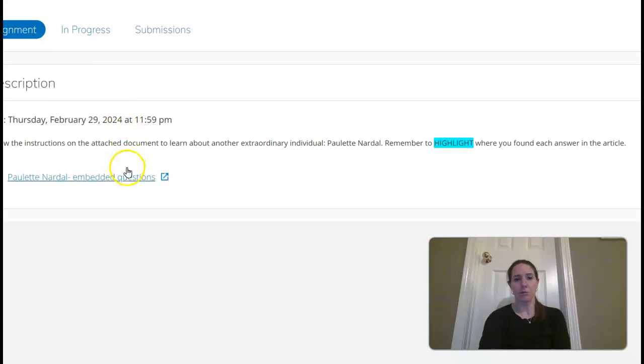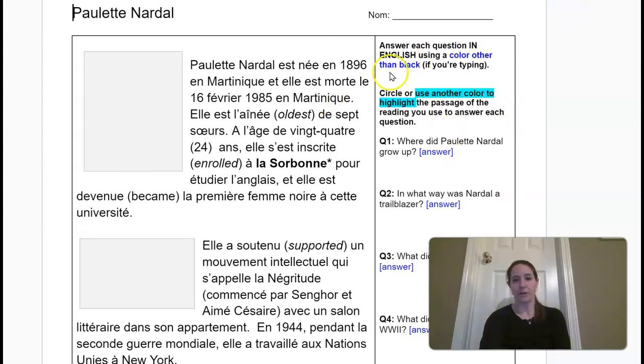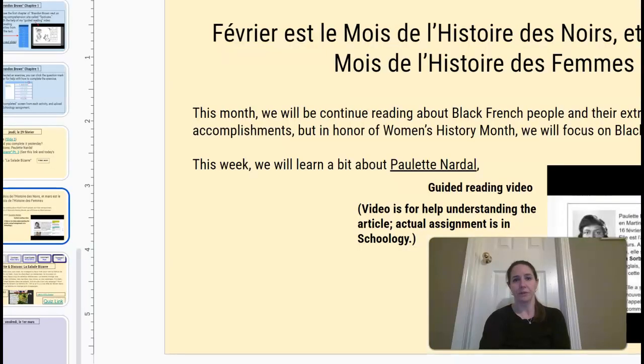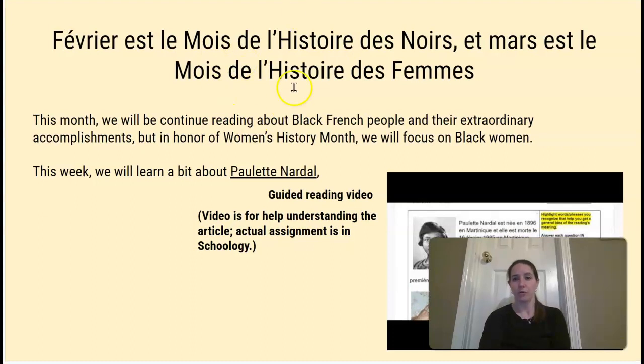One thing I noticed that people had forgotten to do last time was to highlight where they find their answers. So make sure you are both answering in English and highlighting where you found those answers en français to get full credit. That's going to be our last article for Le Mois de l'Histoire des Noirs.